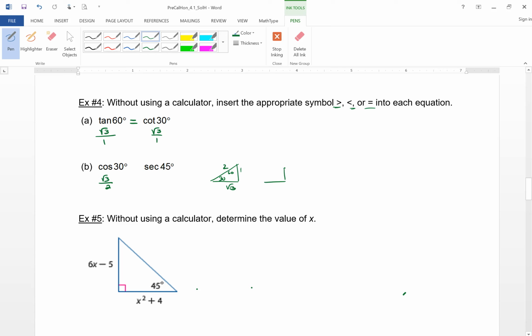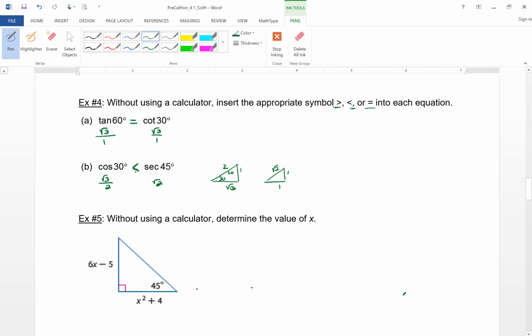Secant of 45. Well, for the 45s, I know that it's always 1, 1, radical 2. Secant is like cosine, hypotenuse over adjacent. Okay, so which one's bigger here? Radical 2 is bigger because this is being divided by 2, so it's this way.